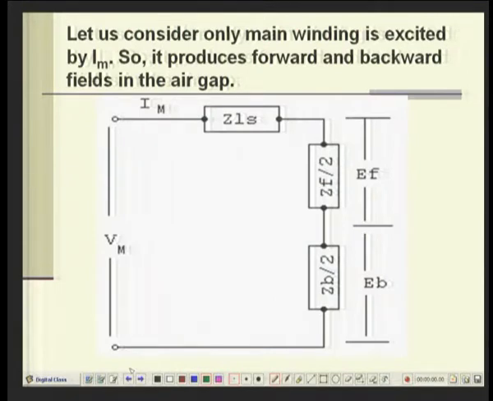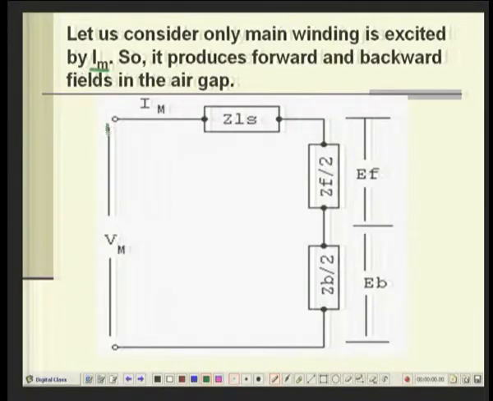Now, I will have to take you through a very tough path slowly. So you must understand the concepts very clearly. Let us say I do not energize the auxiliary winding, I only put a current Im in the main winding, and the auxiliary winding is dead. I have applied a voltage Vm and I am passing a current Im.